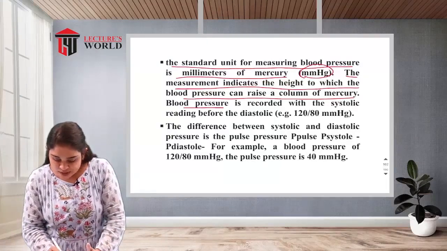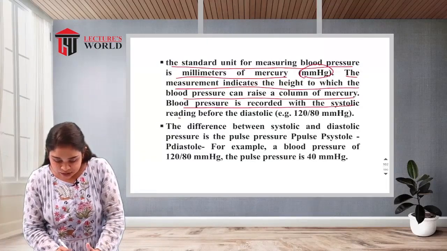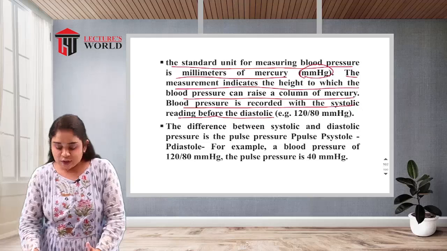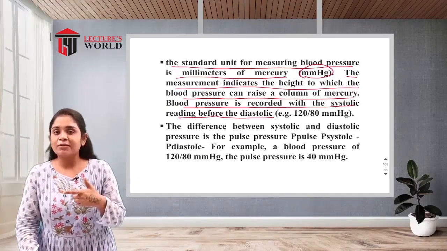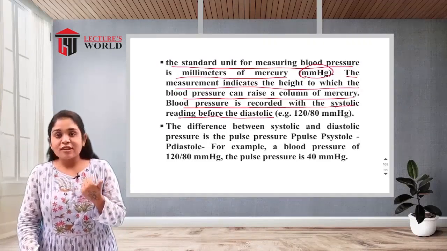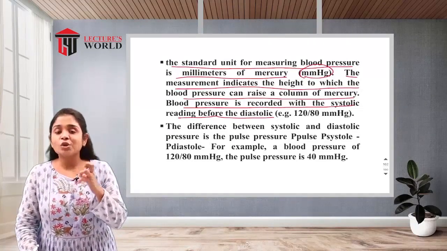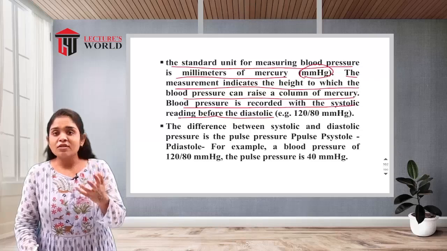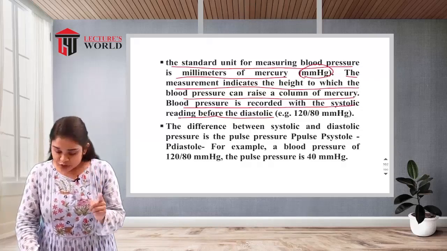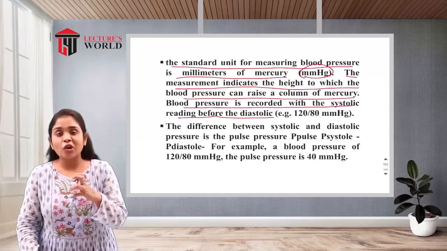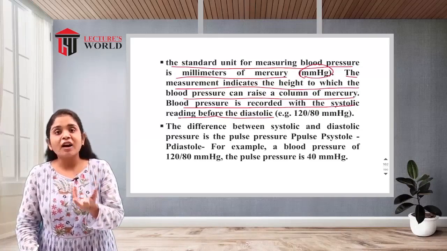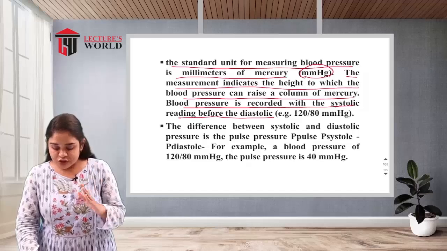So blood pressure is recorded with the systolic reading before the diastolic. Here first will come the systole, then after it will come the diastolic. Systolic is the one where the heart creates the most sound. And the diastolic is the other pressure or sound which the heart is making. So that is considered as the diastolic.